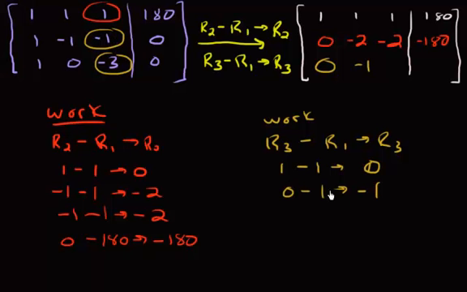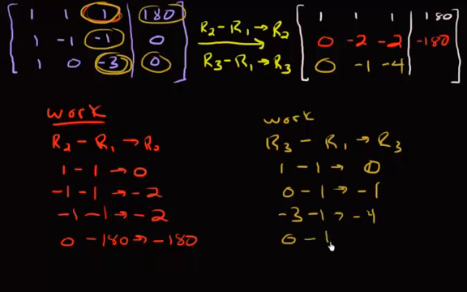Oh, wait a minute. I think I said that wrong. The negative 3 minus this one. So negative 3, so not that one. So negative 3 minus this one, that gives me negative 4. And then we're going to have 0 minus 180. So 0 minus 180, and that's negative 180.